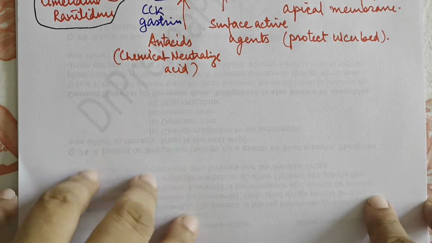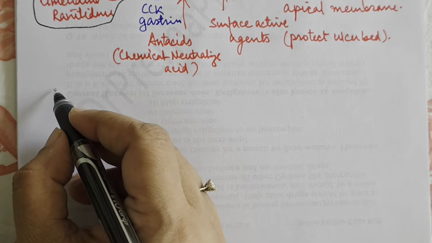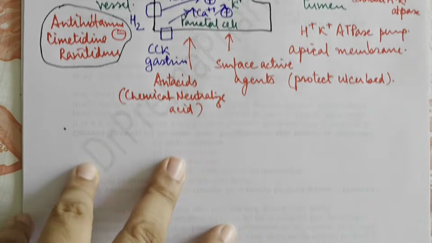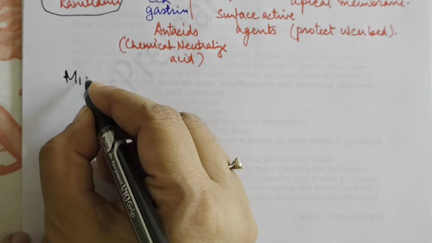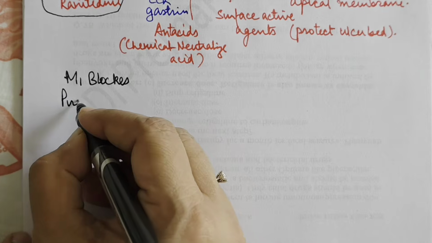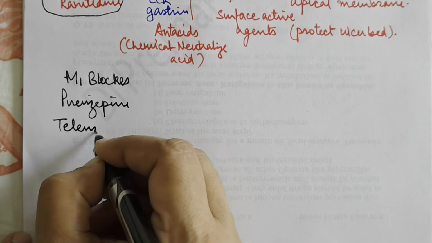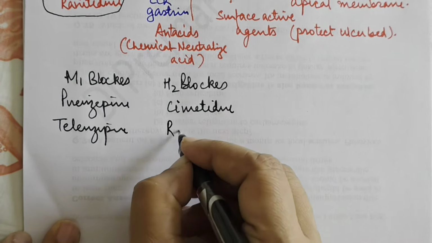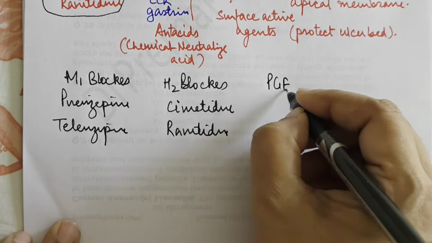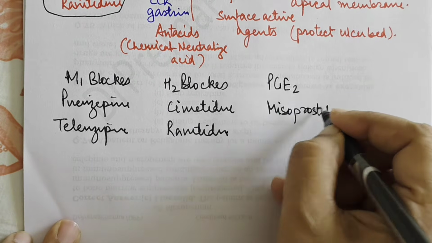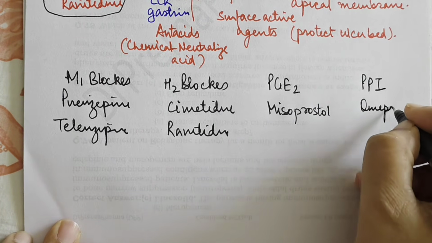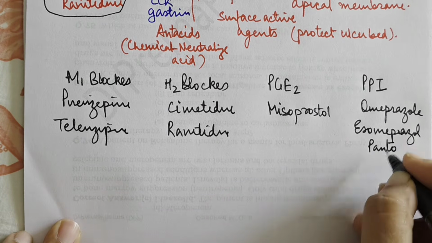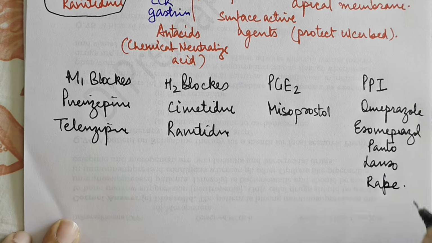Okay. Sorry, I wanted to clear one thing here. This is the M1 receptor here, muscarinic M1. Okay. So let us summarize the drugs once again. M1 blockers are like pirenzepine and telenzepine. Then H2 blockers are like cimetidine and ranitidine. Then we have PGE2 analogs, that is misoprostol, and then we have PPIs in which we have omeprazole, esomeprazole, then pantoprazole, then lansoprazole, rabeprazole. So there are many drugs in this category.